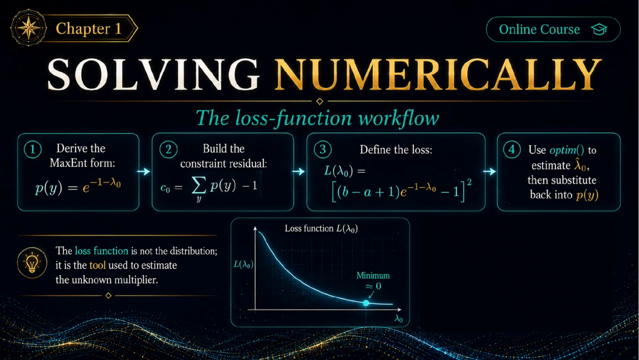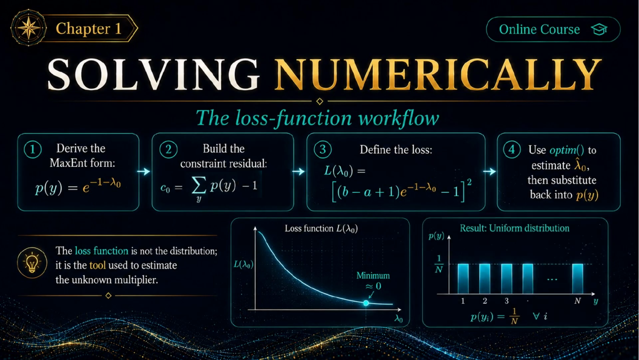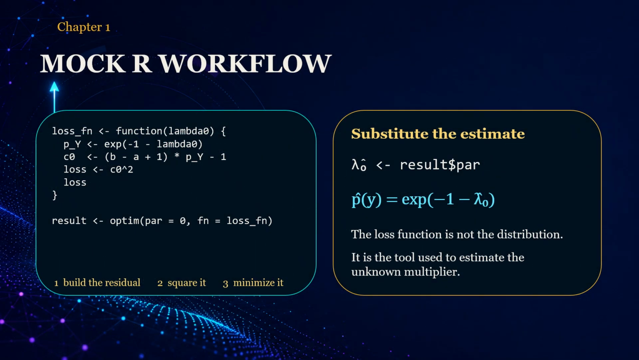Sorry, I will be using R, and the function for this in R is called optim. So we use optim to estimate lambda naught by that iterative process that we just alluded to. Then we take the estimate for lambda naught and substitute it back into our probability distribution P of y. And that gives us the probability distribution. When we substitute this back in, we'll arrive at the probability distribution. Here it's going to be a uniform distribution. Very, very basic example.